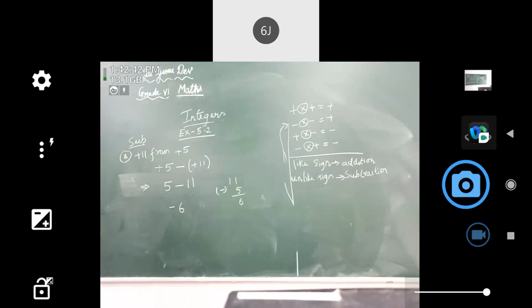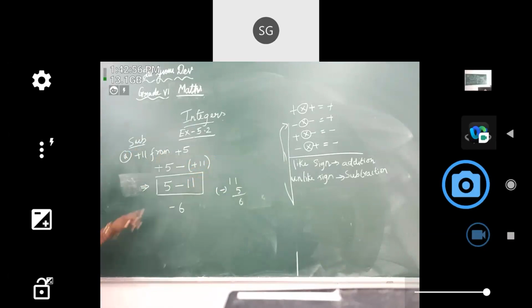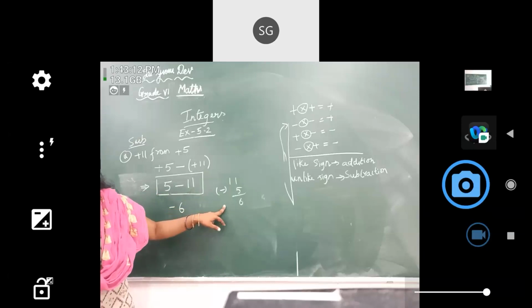Ma'am, 11 is the larger number, but in the question you have put plus, positive. See, forget all these things. Finally, you have arrived here. Consider only the place. You're considering these two numbers and then only you're deciding whether you want to add or subtract, right? Yes or no? Yes, ma'am. So, in that case, you have to proceed.